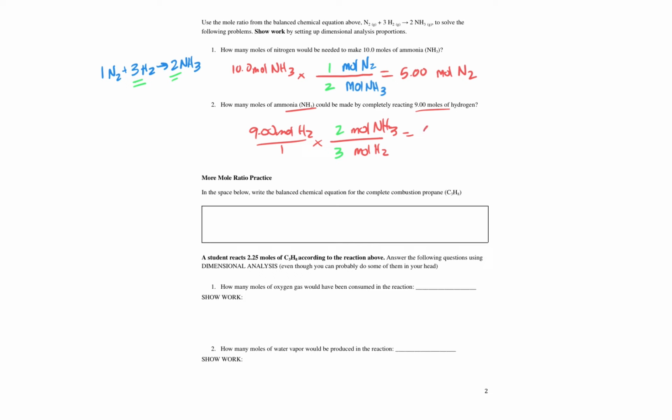And this will result in 6 moles of NH3 being produced. Here we have some more practice.